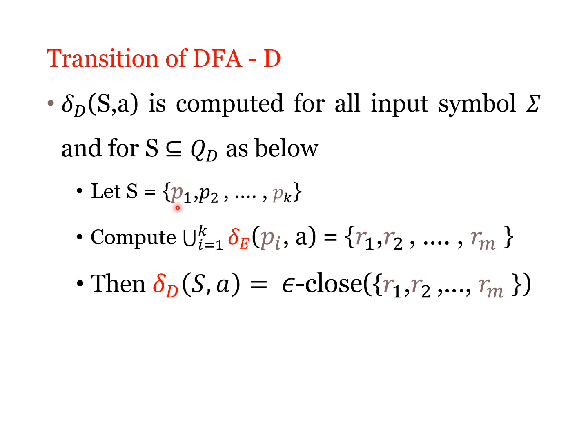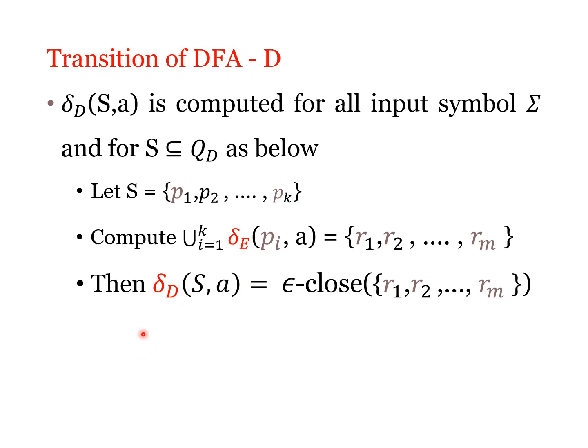So let us assume you are in state P1 with input symbol A in the epsilon NFA. If it goes to R1, then take that R1. With state P2 and input symbol A in the epsilon NFA, if it goes to R2, then take R2. Likewise, you get R1, R2, etc., up to Rm. So this is the set of states you obtain in the epsilon NFA on input symbol A from this set of states P1, P2, etc., up to Pk.